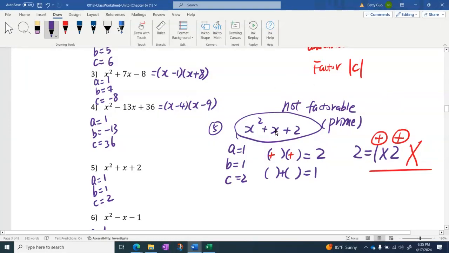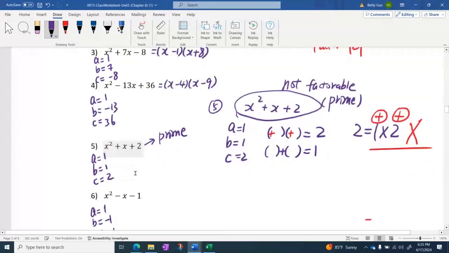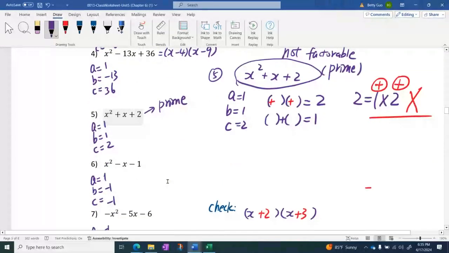And in the rational number set, this trinomial is prime, is not factorable. How do we know? The shortcut method helps us figure it out. The only option doesn't work, so prime. So let me write it down. This polynomial is not factorable, or prime. Okay, guys, please try number 6.